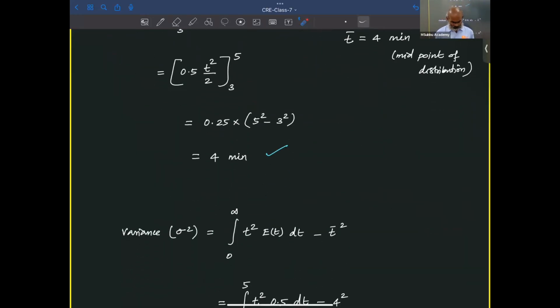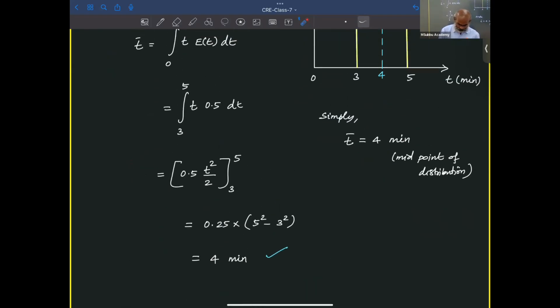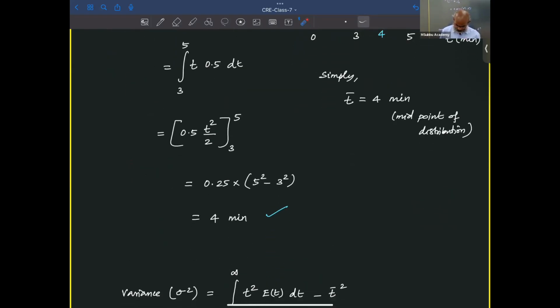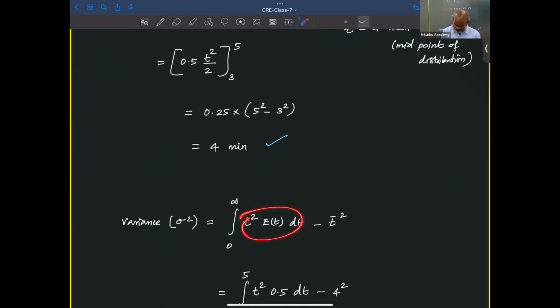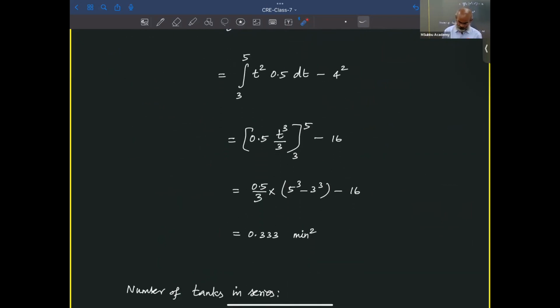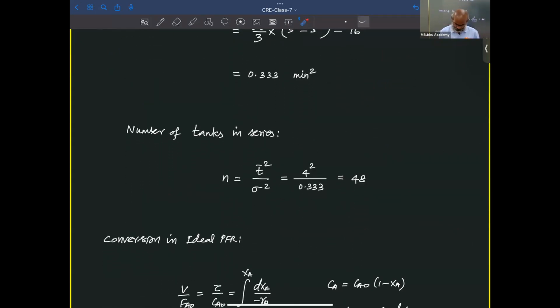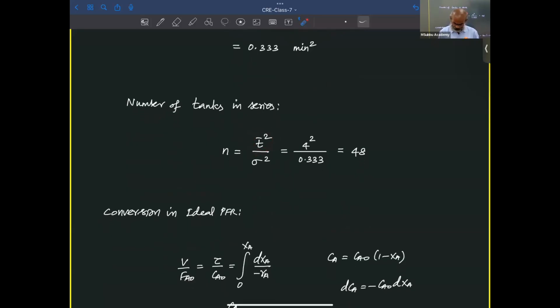You can also get this, and that is also coming to the same value, 4 minutes. And sometimes the variance is also needed, to say something about modeling non-ideality in terms of the number of tanks in series. For variance, it is the integral of T minus T bar squared times E of T. T bar is available, and with this you have to get it. So by that way we have the variance of the distribution, and the number of tanks in series is equal to T bar square by variance. The number of tanks is inversely proportional to variance.